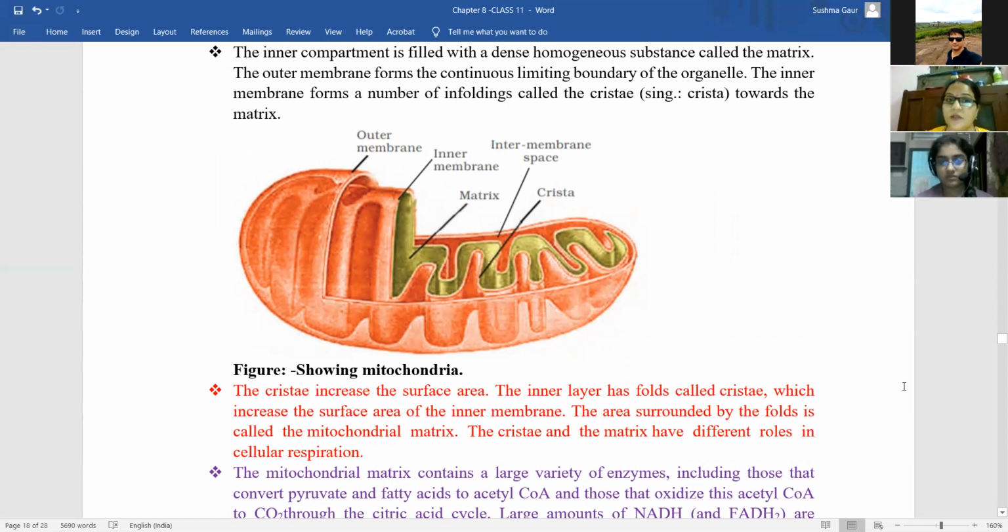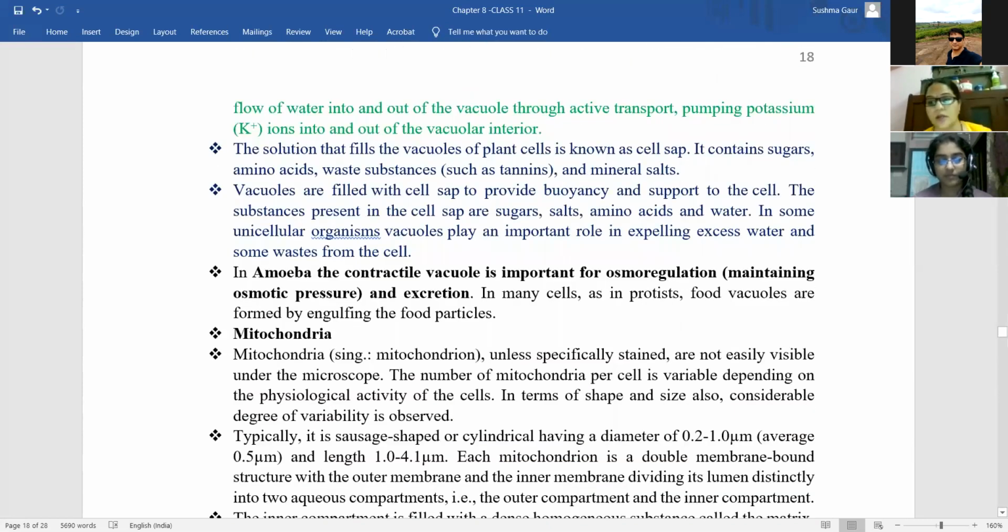Intermembranous space is the space that is present between the outer and inner membrane. You can see here in this diagram two layers are there. This outer layer is the outer membrane, and this inner layer is the inner membrane, and this orange color is the intermembranous space, that is the space between two membranes.